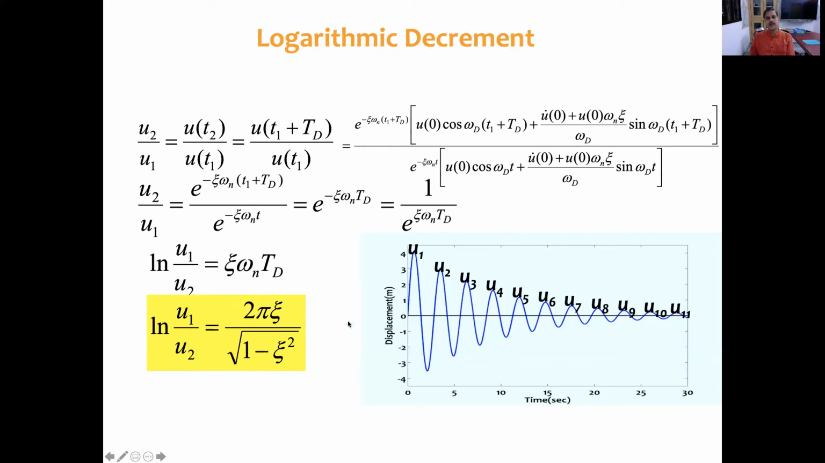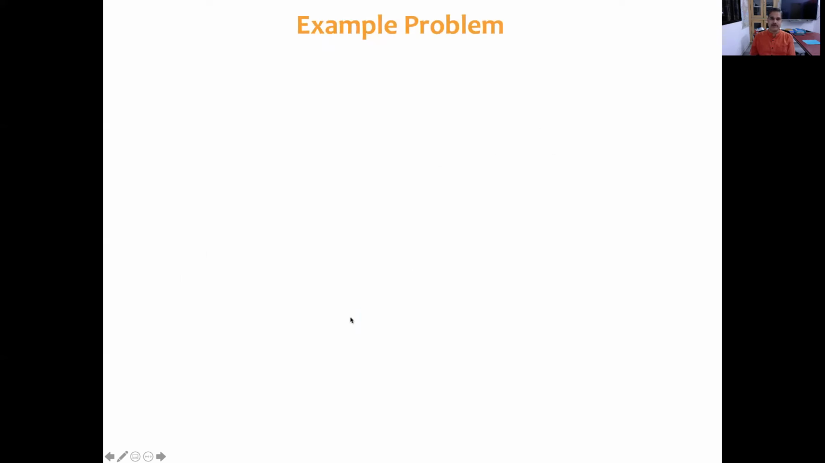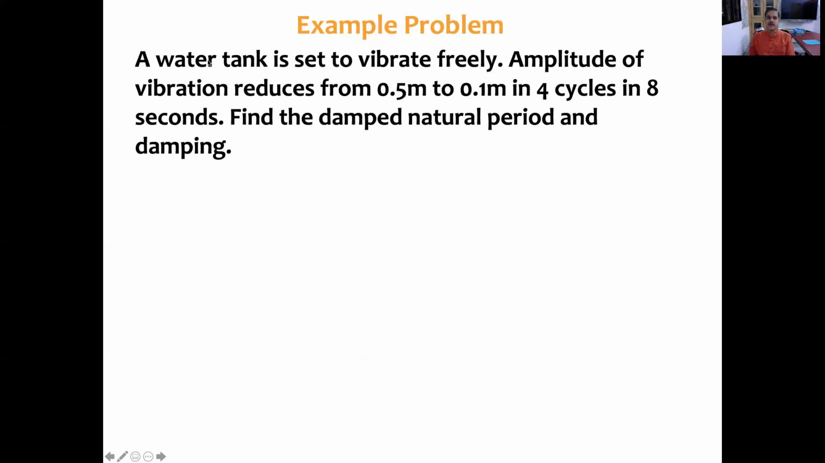So let's look at one example. In this example, we want to find out the damping present in the water tank. This water tank is set to vibrate freely by pulling it, and then the amplitude of vibration reduces from 0.5 meters to 0.1 meters in 4 cycles. These 4 cycles take 8 seconds. So find the damped natural period and the damping present in the structure or water tank.